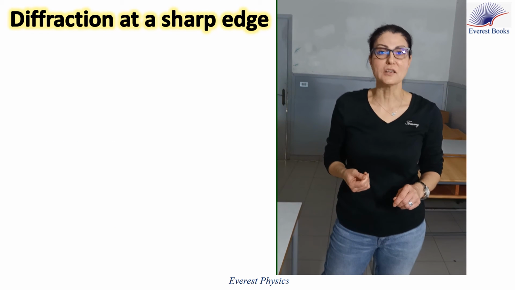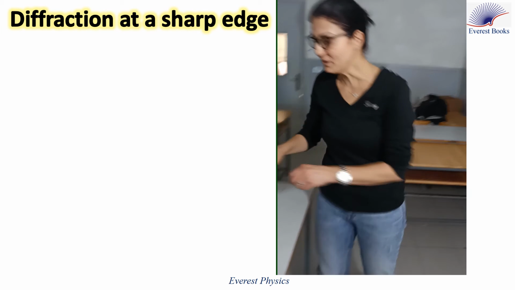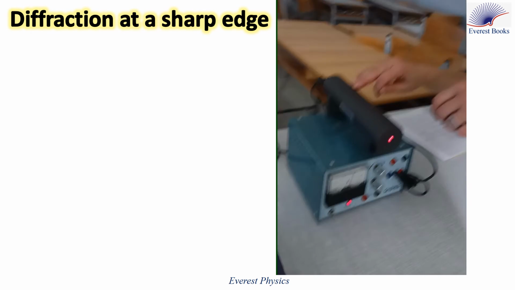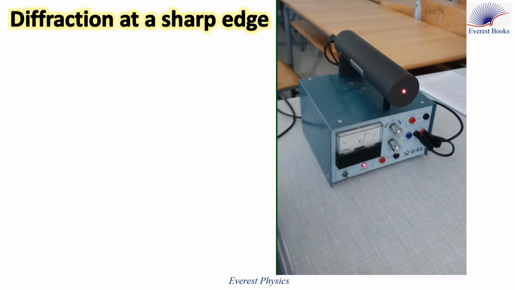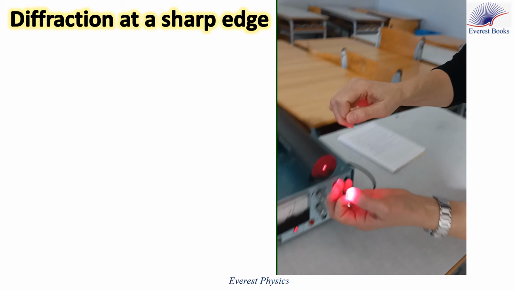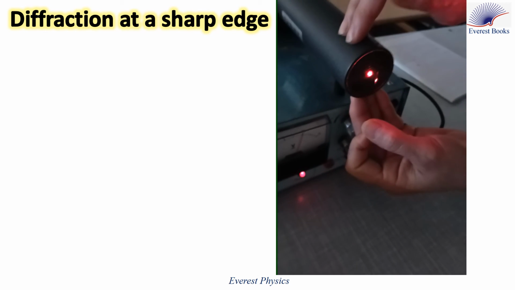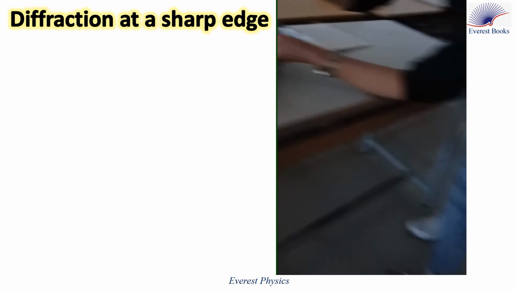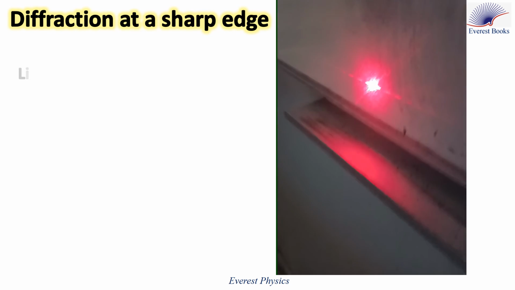Take a look at Fraunhofer diffraction associated with a human hair. Here we have a helium-neon laser of wavelength 633 nanometers. Now we have here a human hair. Now I will put the human hair in the path of the laser beam. What do we observe on the screen?